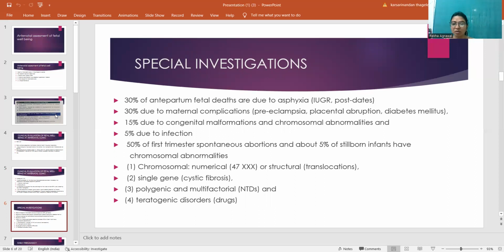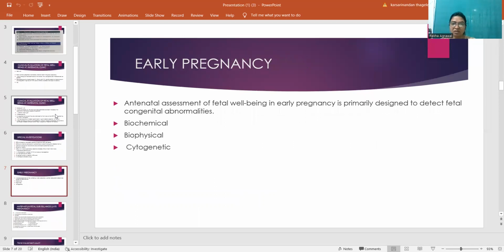Now comes the chromosomal abnormalities. They can be numerical, that is 47 XXX, or structural, that is translocations. Single gene, that is cystic fibrosis, polygenic and multifactorial entities, and teratogenic disorders, that is the drugs. Early pregnancy: antenatal assessment of fetal well-being in early pregnancy is primarily designed to detect fetal congenital abnormalities. They are biochemical, biophysical, and cytogenetic.